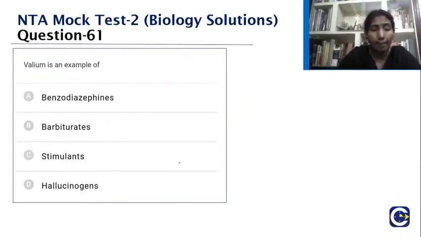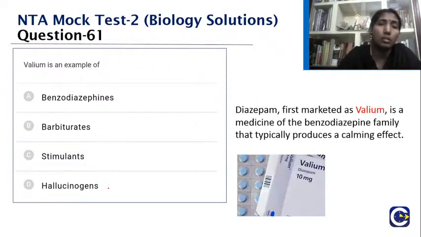Valium is an example of benzodiazepines, barbiturates, stimulants and hallucinogens. Now when you talk about Valium, I think mostly you have seen it in your houses, if you have older people, your grandmas, we give them a Valium dose. So Diazepam is actually Valium. It belongs to the benzodiazepine family, probably to induce a sedative effect.